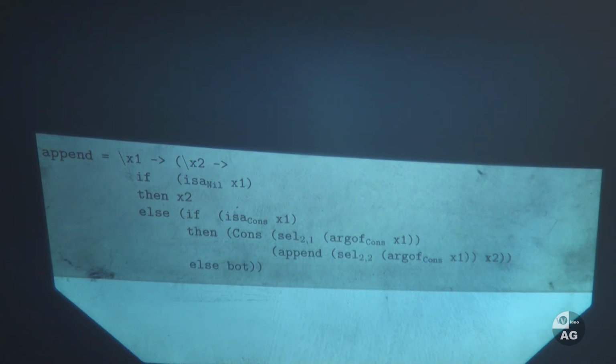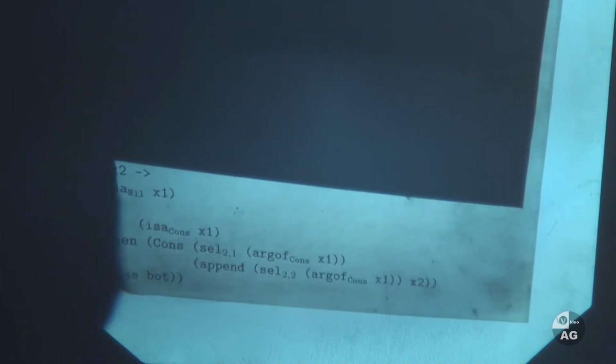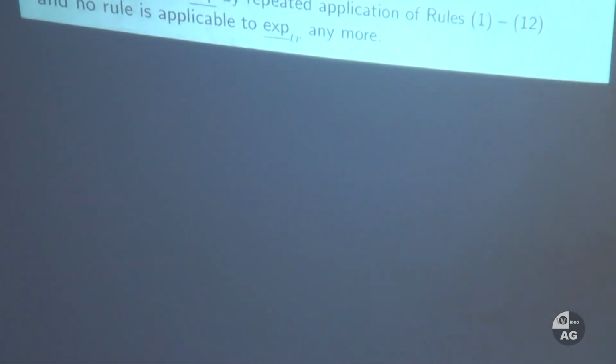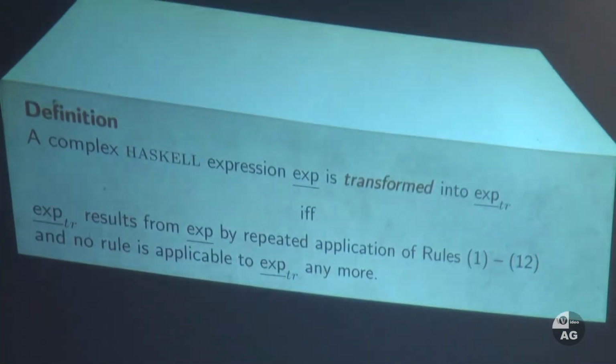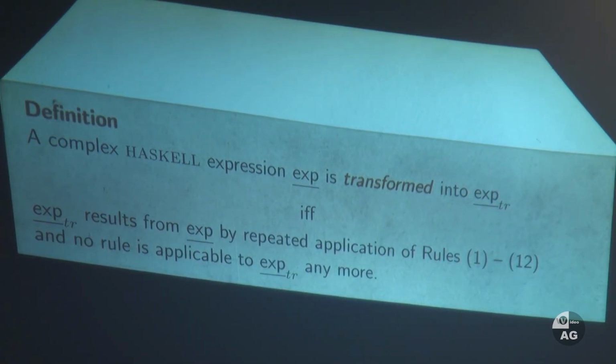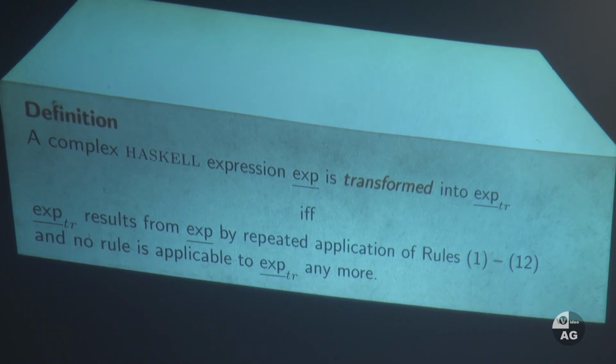And what was this all good for? Well, this was good for the following. We can now define the semantics also of complex Haskell. So we introduce the following definition and say that we can transform every complex Haskell expression exp into an expression xtr, and this is just done by the rules. So I presented to you the rules 1 to 9, and there are 3 more rules in order to handle also programs with several function definitions.